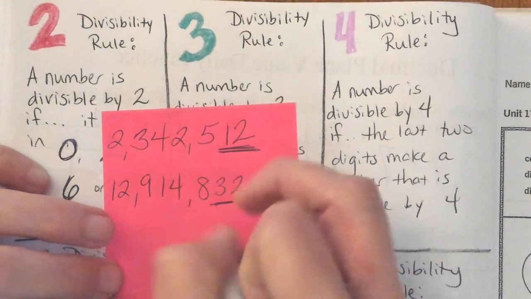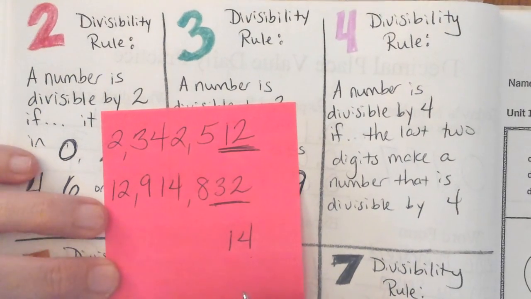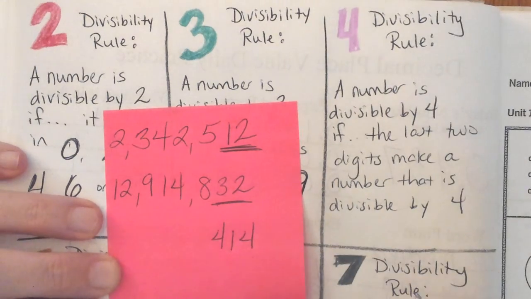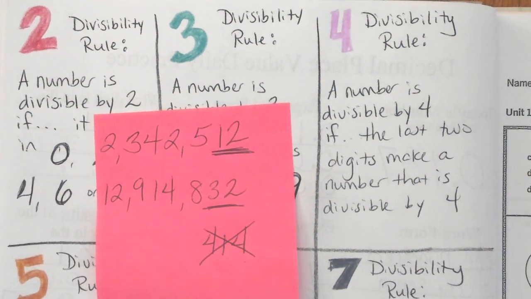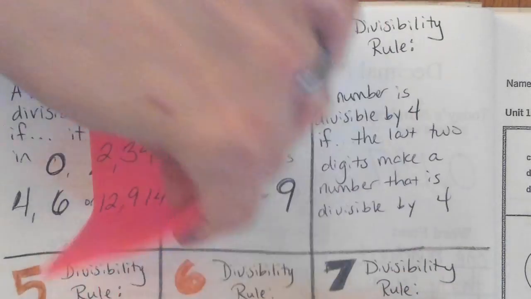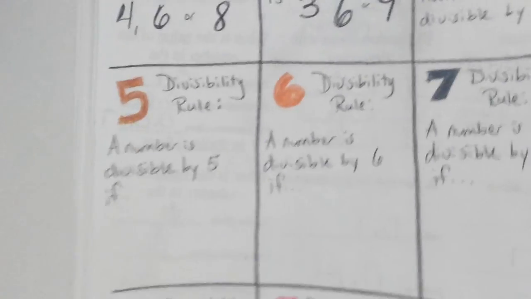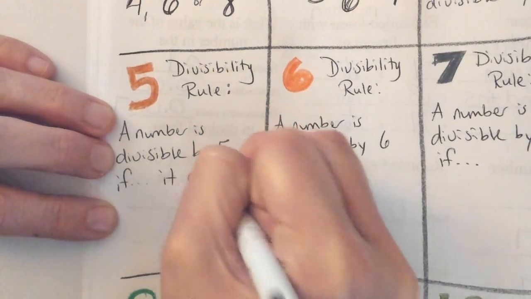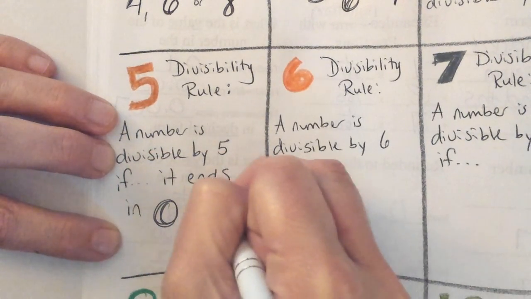Now, if the last two digits, like if it just ends in a 4, 14's not divisible by 4. So 414 is not divisible by 4. So it's just those last two digits. Okay. 5. A number is divisible by 5 if it ends in 0 or 5.